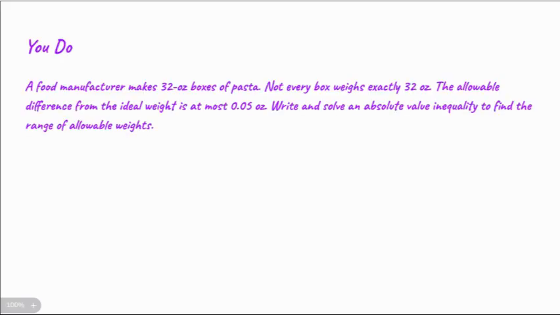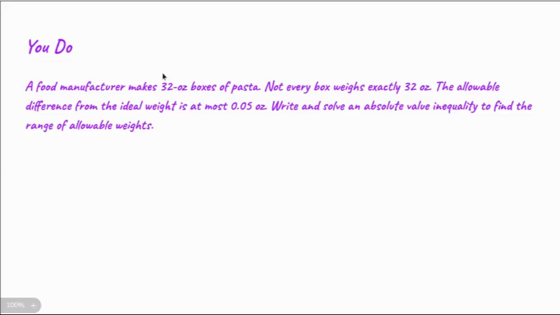So now go ahead and give this one a try. A food manufacturer makes 32-ounce boxes of pasta. Not every box weighs exactly 32 ounces. The allowable difference from the ideal weight is at most 0.05 ounces. Write and solve an absolute value inequality to find the range of possible values.